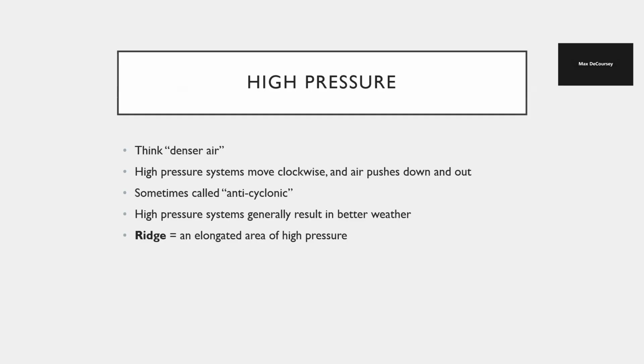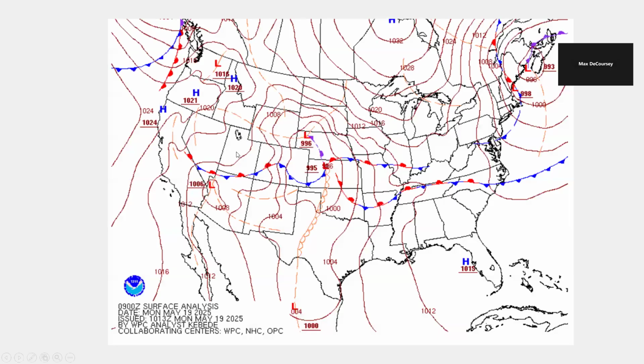Okay. Sometimes you'll hear high pressure systems called anticyclonic, as opposed to cyclonic, which is low pressure. And then what we call an elongated area of high pressure is a ridge. You don't see ridges very often, but you would see them on this chart. This is where you would see a ridge on a surface analysis chart. Don't worry about this chart too much right now. We'll get into what this chart is, what it means next week.